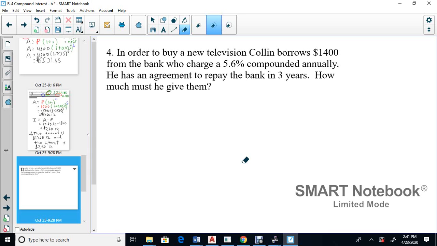So let's put the formula in. A equals, so it's a loan question, A equals, let's color code it again.